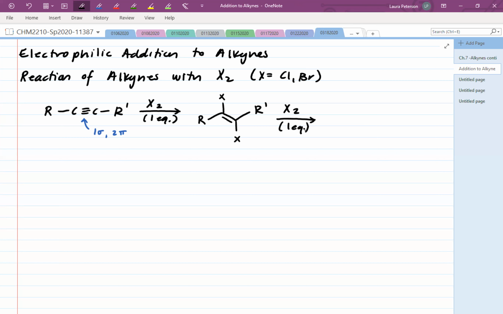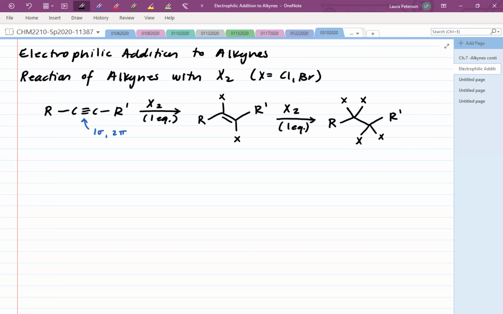All right, and then I'm just going to follow addition of X2 across an alkene as we already talked about. So the product of this reaction would be basically where I've ended up with this tetrahalogen species, where each carbon of the carbon-carbon triple bond now has 2 new sigma bonds to the halogen.